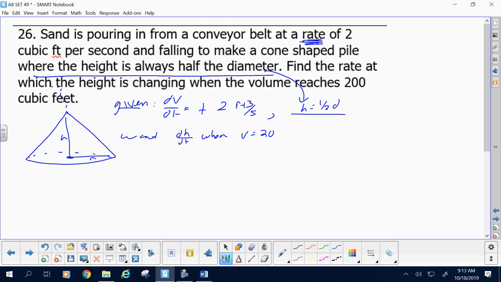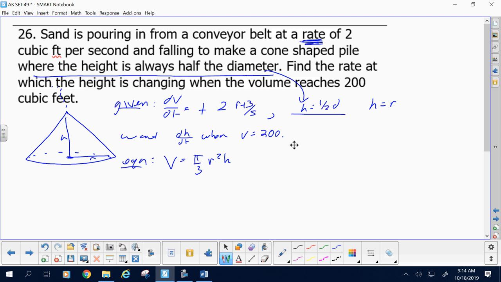When v is 200, yeah? All right, so this one is hard because the equation for volume has 3 variables. And if I can avoid doing calculus on 3 variables, I want to. So how do I avoid it? Half the diameter. Yeah, use this idea. If height is half the diameter, doesn't that mean height is the radius?